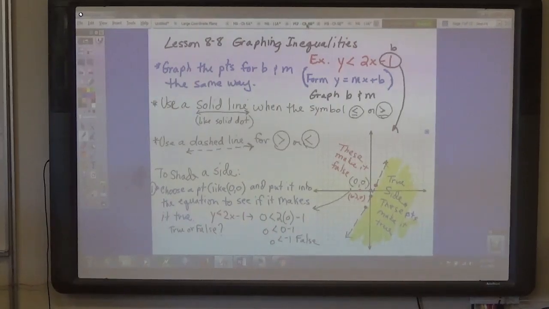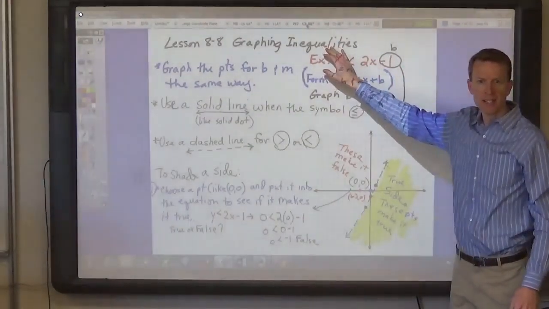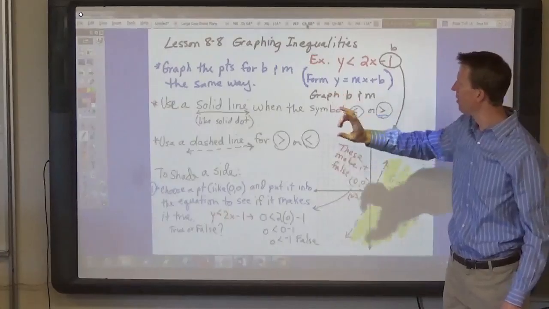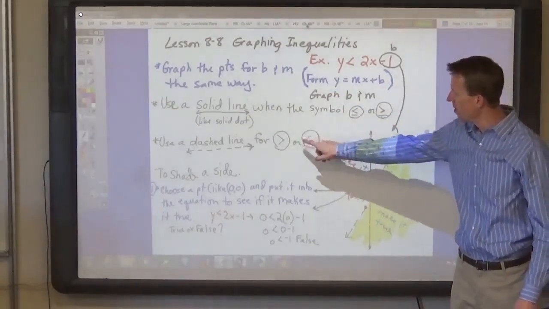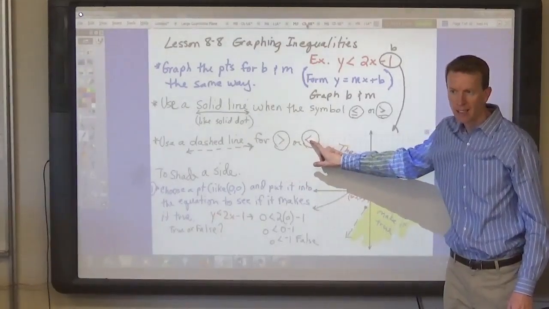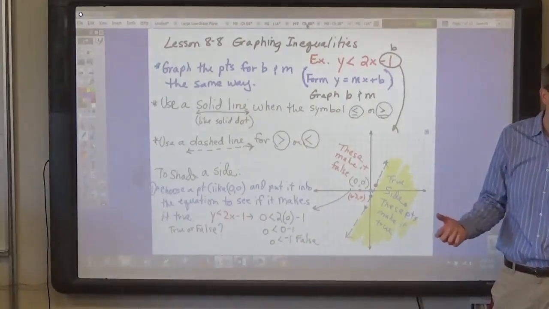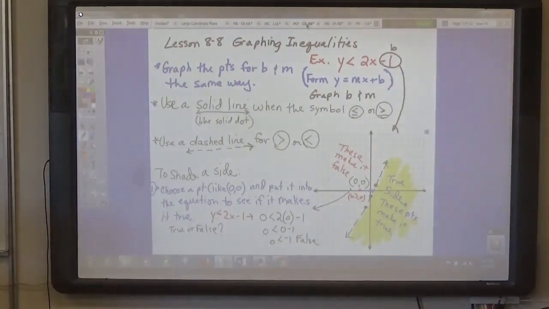Okay, 7th graders. The last section of chapter 8 is on graphing inequalities. Now we're going to be working with equations that don't have an equal sign. They're going to have one of these symbols: a greater than sign, a less than sign, a greater than or equal to sign, or a less than or equal to sign. Now, we solved these before, and you learned that if you're solving, you have to reverse the sign.